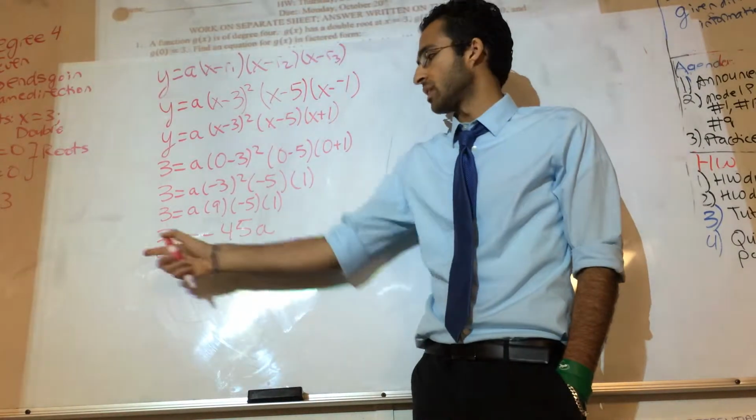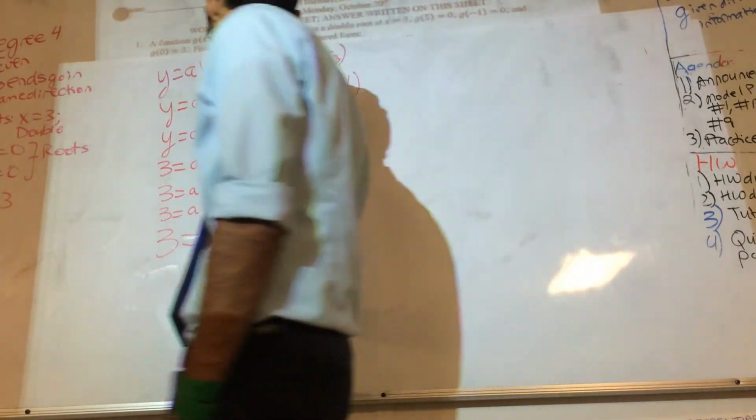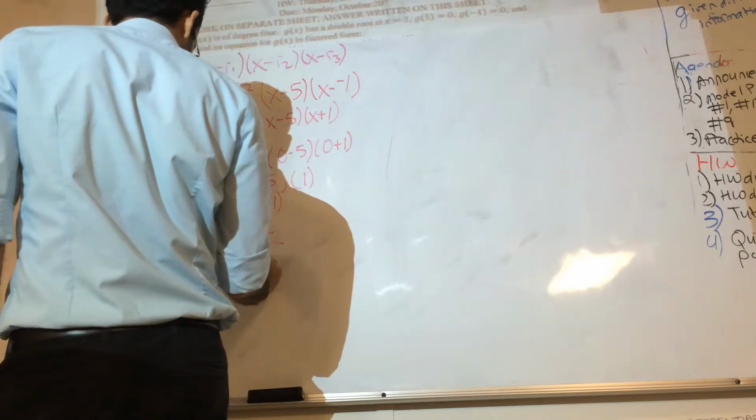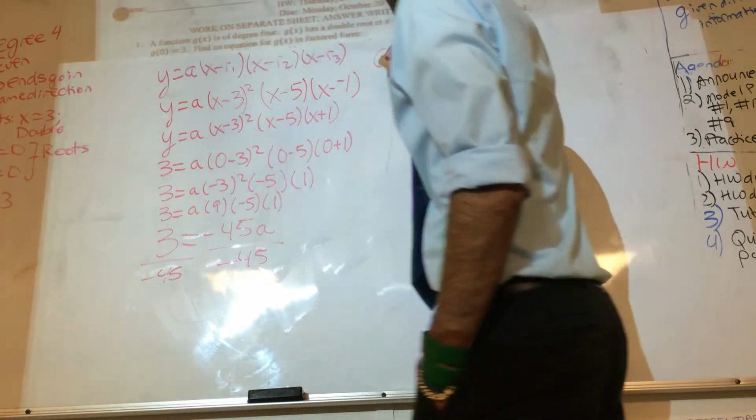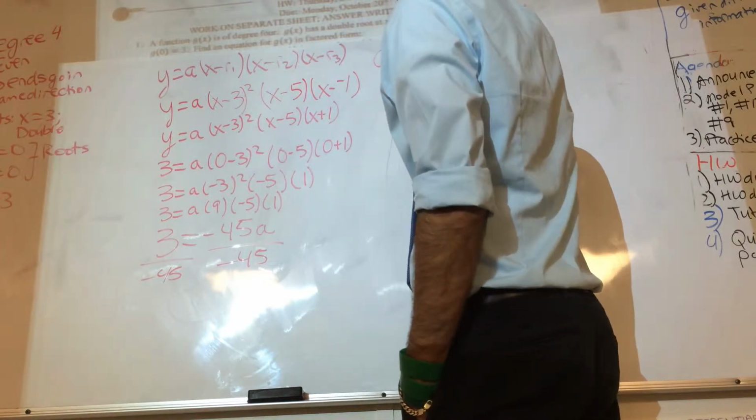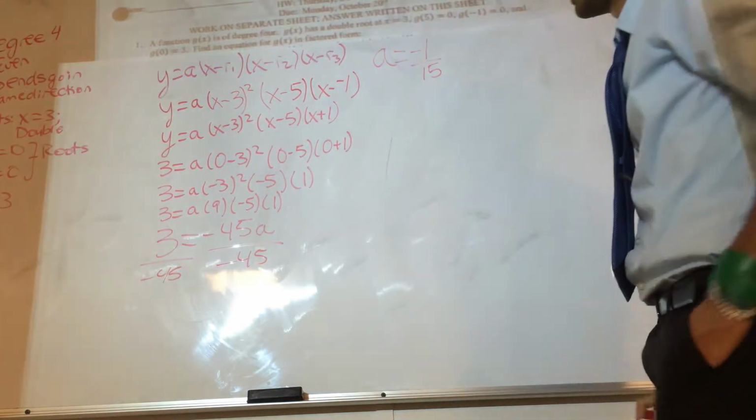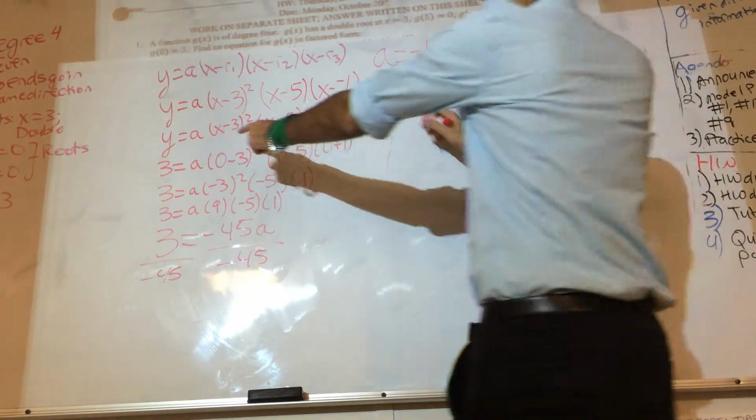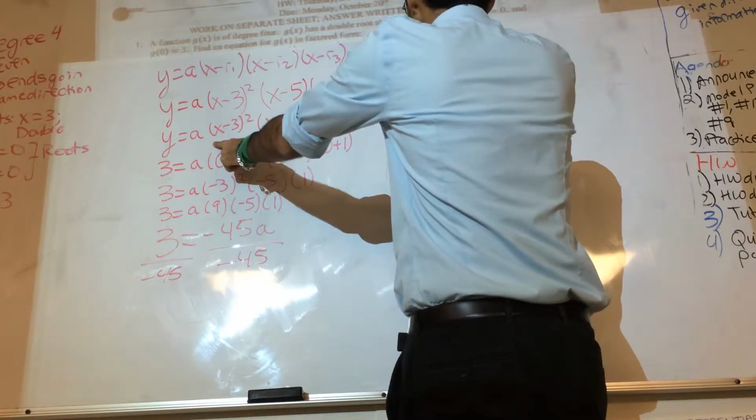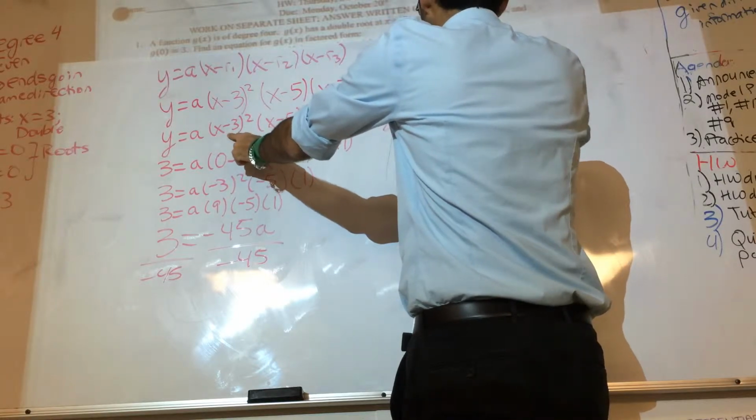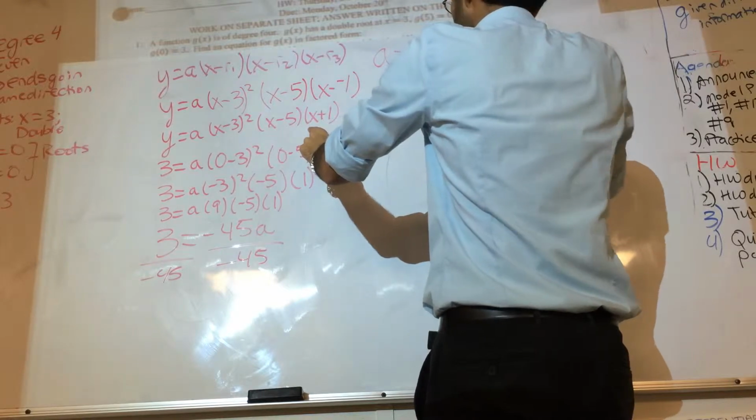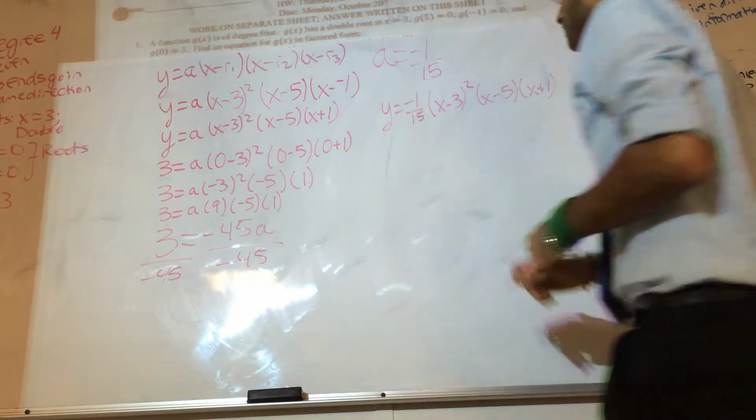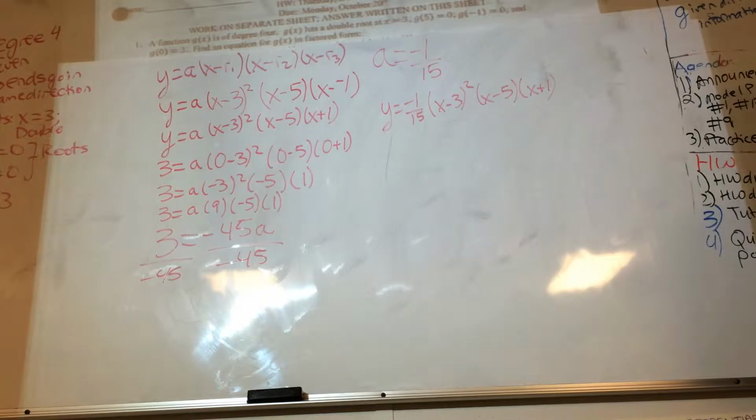Solving for a, divide both sides by -45. And I get that a equals -1 over 15. So now I just need to write my equation. So here's my equation. Y equals -1 over 15 times x minus 3 squared times x minus 5 times x plus 1. And there we have it. Let me stop here and take questions.